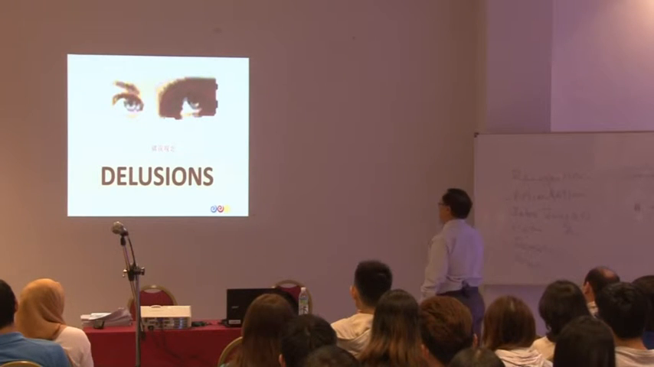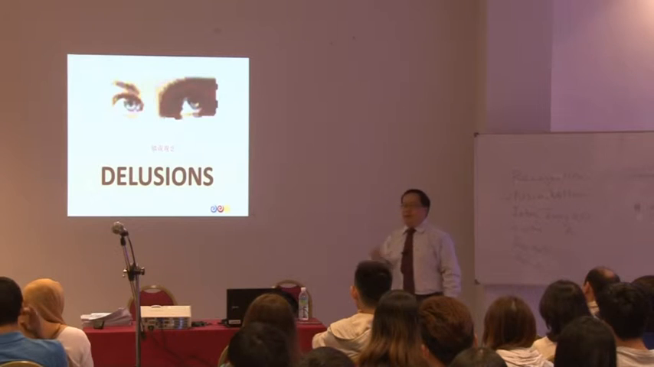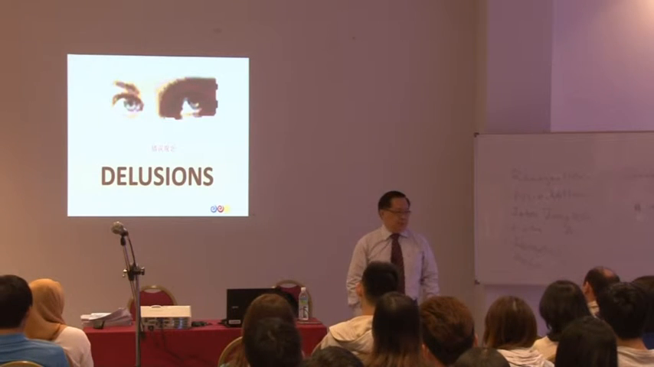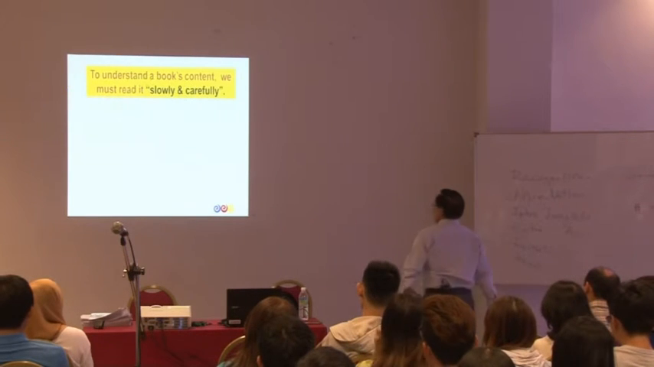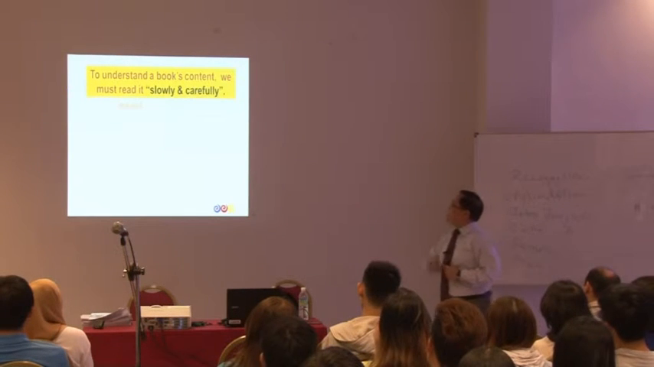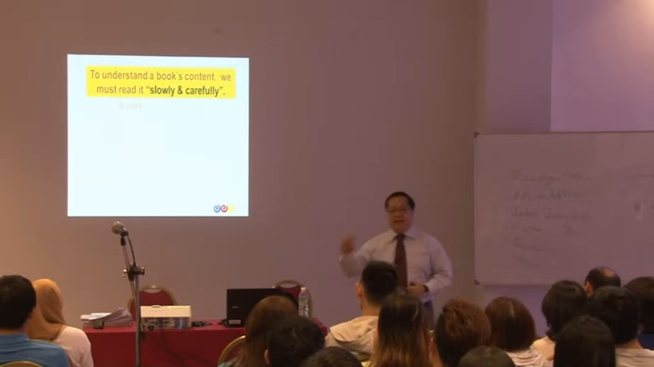People who know Mandarin, read the Mandarin word, I don't know how to explain it in Mandarin, but delusions are things that are not correct. Right? We think they're correct, but they're not correct. One of them could be this. To understand a book's content, we must read it slowly and carefully.